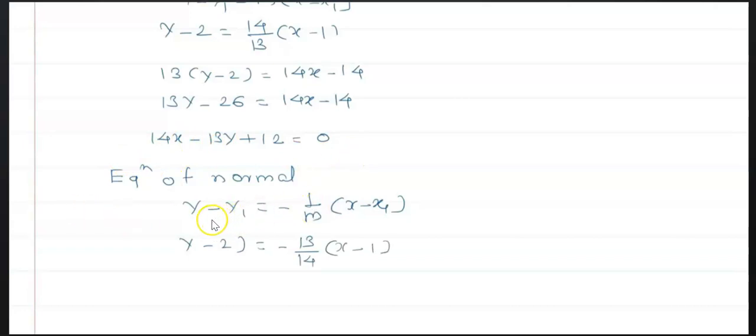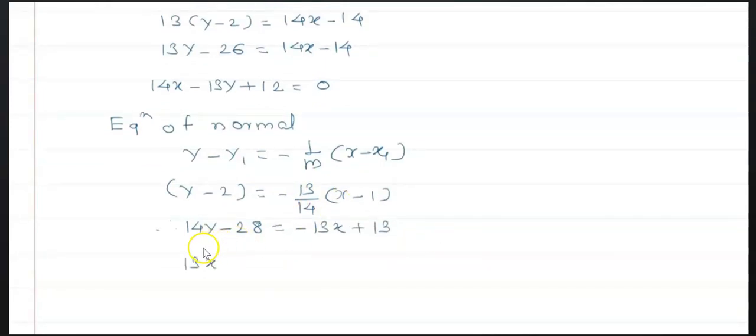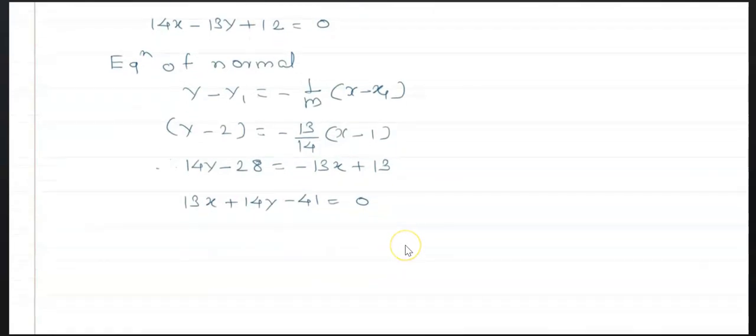Now the equation of the normal, y minus y1 is equal to minus 1 upon m in bracket x minus x1. Y minus 2 is equal to minus 13 upon 14 in bracket x minus 1. If we simplify it, 14y minus 28 is equal to minus 13x plus 13. Therefore, here the equation of the normal is 13x plus 14y minus 41 is equal to 0. Now here 2 is the correct one. This is the equation of the normal.